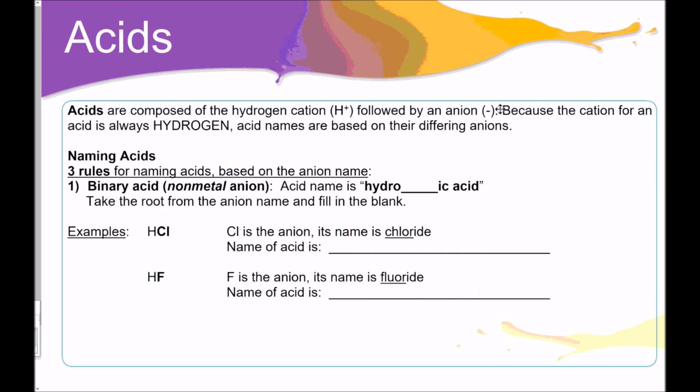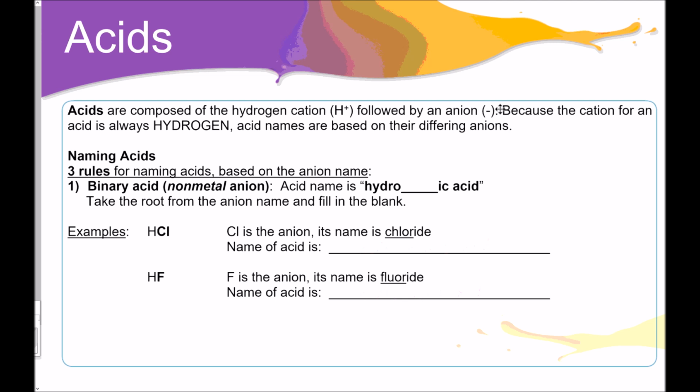Okay, so there's 3 rules for naming acids. Let's do the easiest one first. So the first one is for binary acids, meaning the anion is a nonmetal because the cation is always hydrogen. So no big deal, hydrogen check, acid. But the name of acids is always based on that anion because that's the only way they vary.